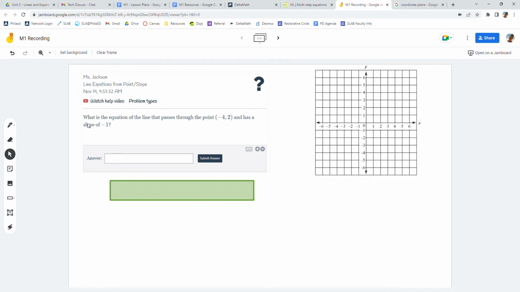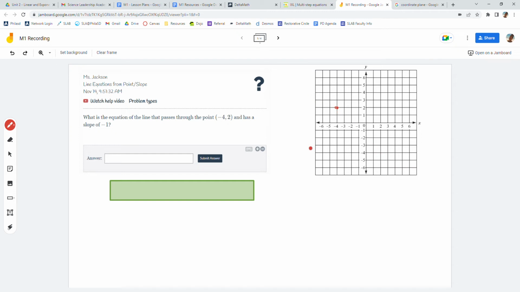So here this says, what is the equation of the line that passes through the point -4, 2 and has a slope of -1? So the first thing that I would do, since again I'm a visual person, is I would always start by drawing. So I would plot the point -4, +2 on a coordinate plane. And then I know it has a slope of -1. So I know that in general, my graph will be decreasing, right? We just need to figure out what is the rise over run.